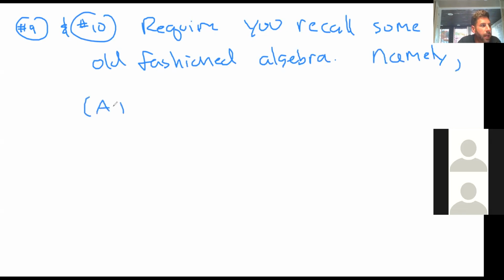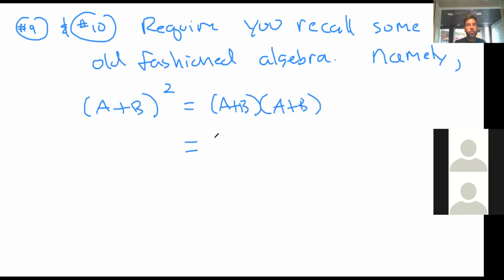Suppose I have a plus b quantity squared. So a and b can be anything. They can be numbers, they can be expressions. You learned back in the day that this is a plus b times the quantity a plus b, and then you were taught this little distributive trick called the FOIL method. And then hopefully you would remember that this multiplies out to this.